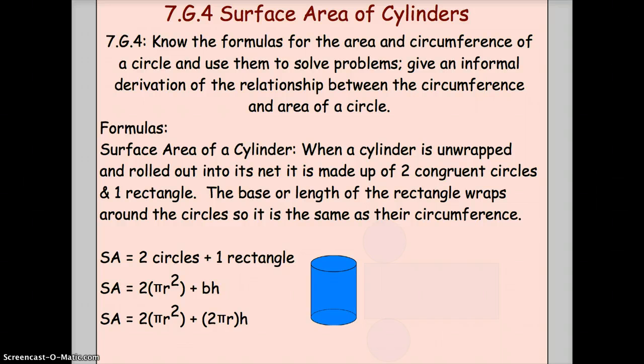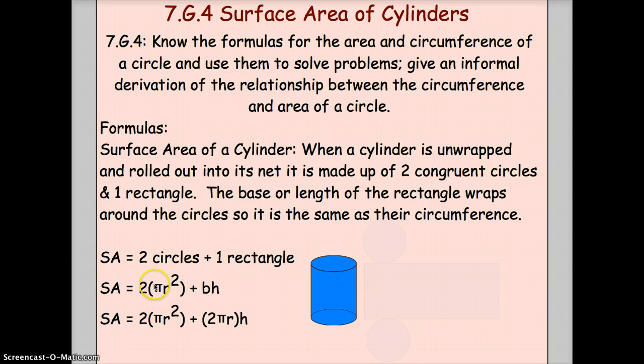Our formulas for today, we actually only have one formula. And how you find this formula is when a cylinder is unwrapped and rolled out into its net, it's made up of two congruent circles and one rectangle. The base or length of the rectangle wraps around the circles, so it's the same as their circumference. So if you take a look here, we have two circles and one rectangle.